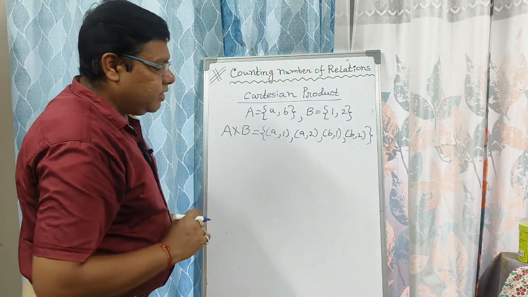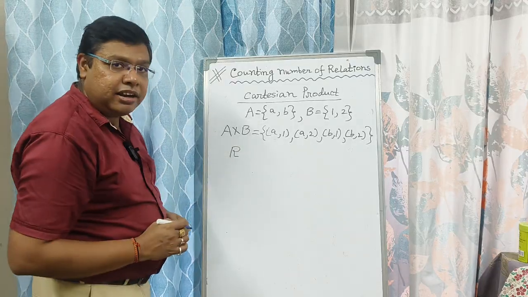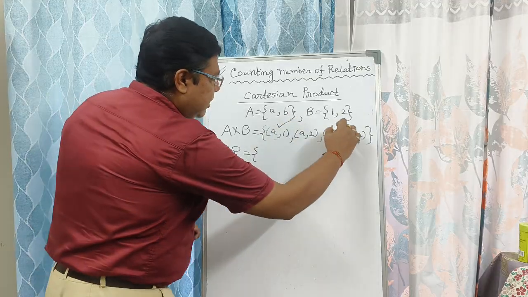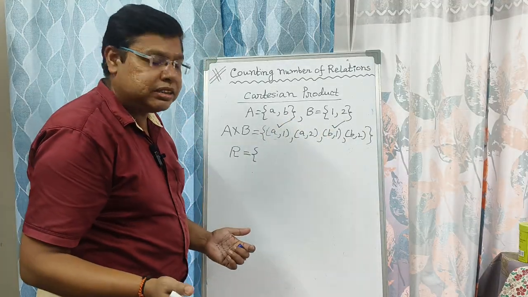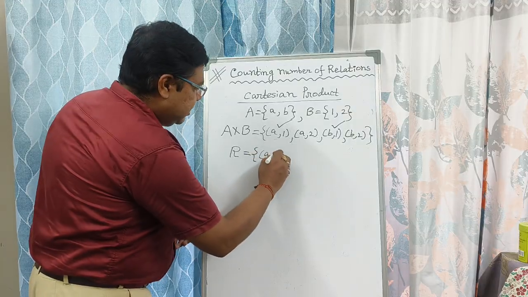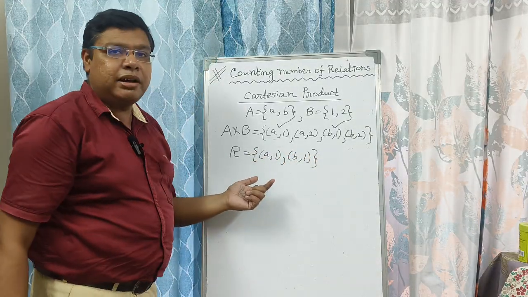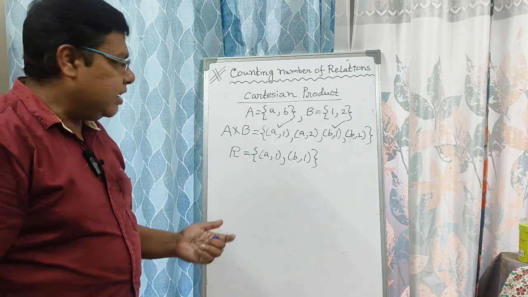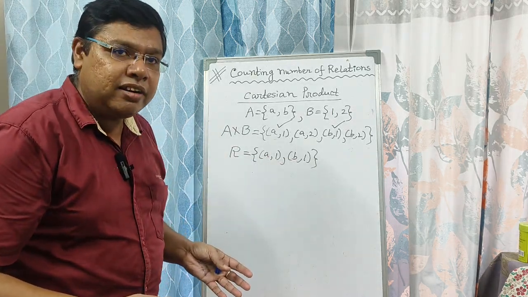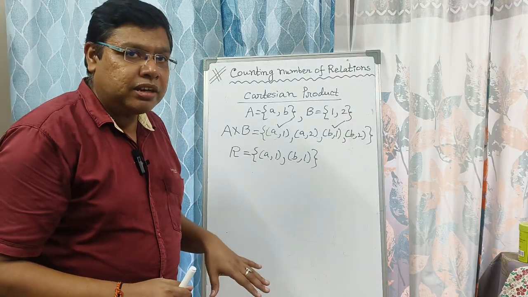Suppose I am writing a relation R. In this relation R, I am taking only the first one and the third one, my choice. So in this relation, these two pairs I am writing, and this is a relation having two elements. Now somebody can write another relation taking more elements. So this was the situation of the Cartesian product.